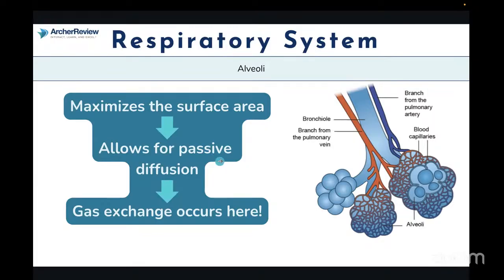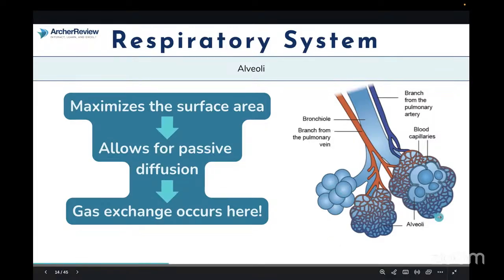So this allows for passive diffusion. This means that gases highly concentrated outside will diffuse in, exchanging with gases that are heavily present inside the alveoli, moving from a high to a low concentration outside of the alveoli. That means gas exchange is occurring here because of passive diffusion. Things move from a high to a low concentration moving in, and from a high to a low concentration moving out. We have gas exchange.